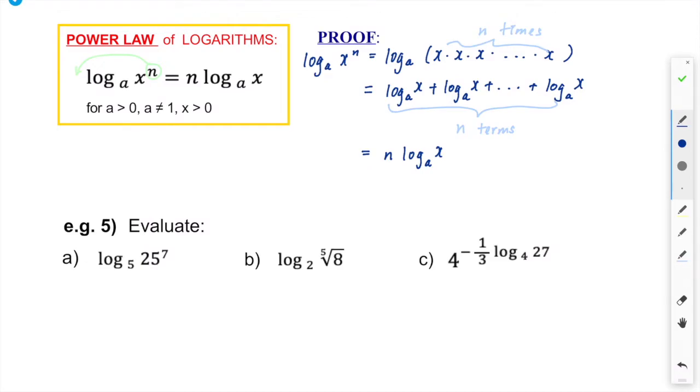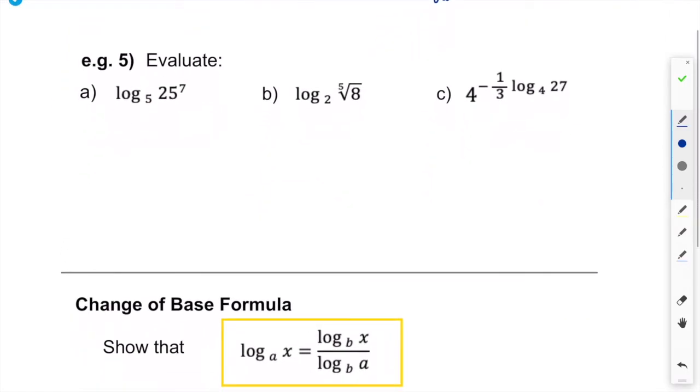All right, so now we're ready to actually make use of these properties to evaluate some expressions. Let's start with log of 25 to the power of 7 base 5. You certainly have options here. Some of you may say, well, 25 is a power of 5. Let's write that as 5 squared and then to the power of 7. Then we can evaluate. That's one way.